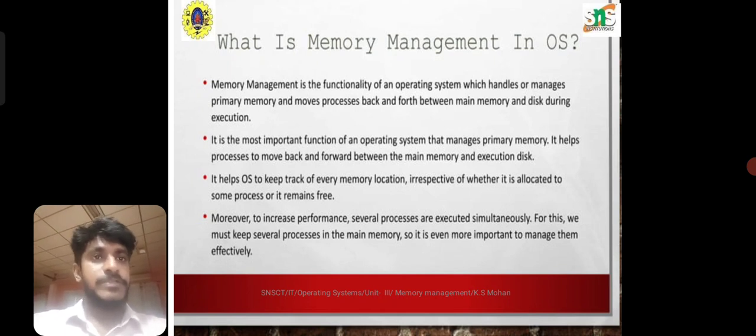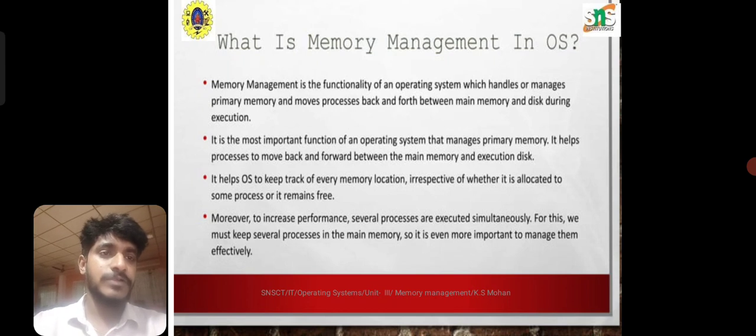Memory management is a functionality of the operating system which manages primary memory and moves a process back and forth between the main memory and disk during execution. It is the most important function of an operating system that manages primary memory, and it also helps the process move back and forth between the main memory and the disk during execution.